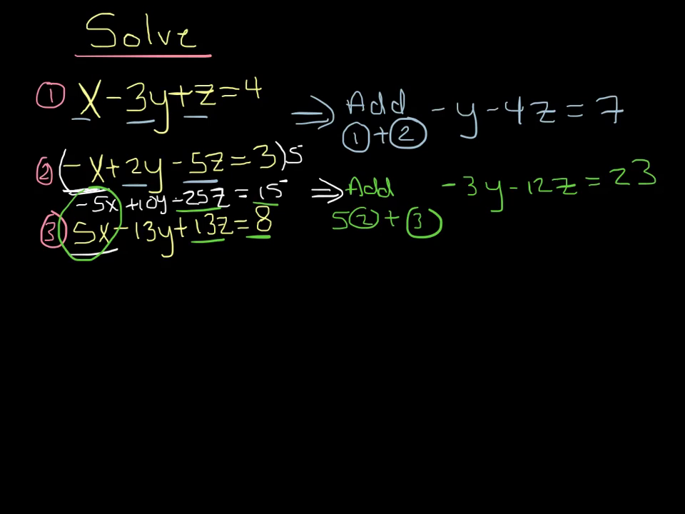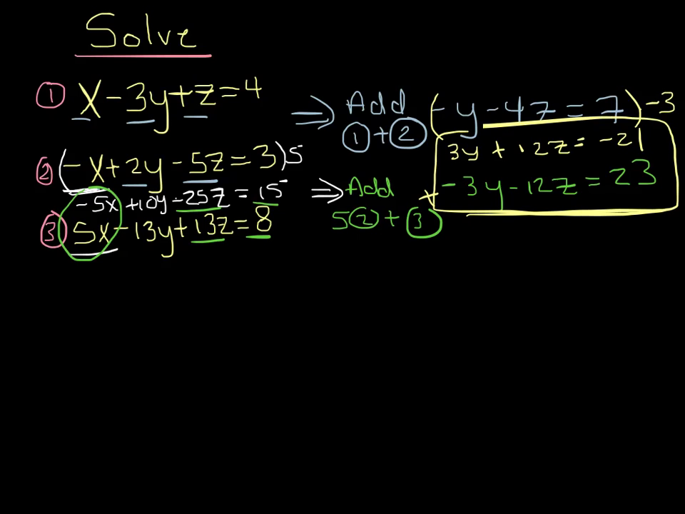Okay, so now we focus our attention on these two equations here, and let's try to eliminate. Let's say I want to eliminate the y's, then I can multiply the top equation by negative 3. And so let's do that. And that means that this equation becomes 3y plus 12z equals a negative 21. And now let's add these two versions together. And watch what happens. You get 0y plus 0z equals 2.